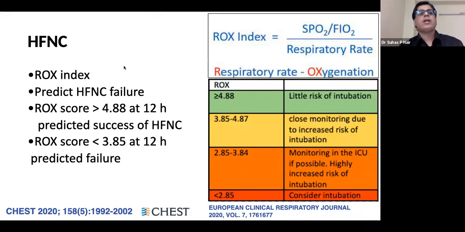But don't always rely on the ROX score. Your clinical judgment is more important: whether the patient's work of breathing is increasing, whether the patient is more tachypneic, whether oxygenation parameters are worsening. This should guide your decision to continue on HFNC or NIV.